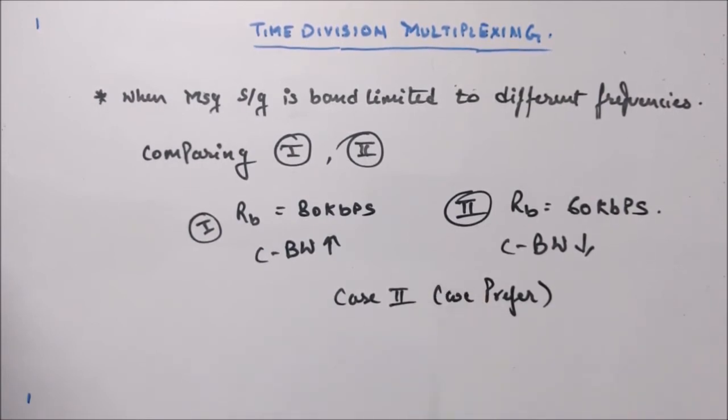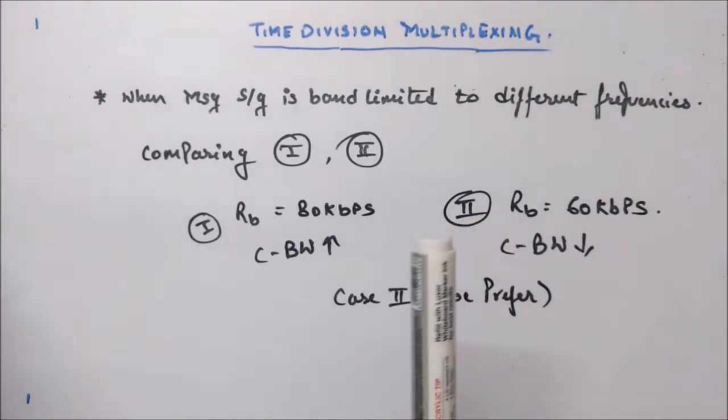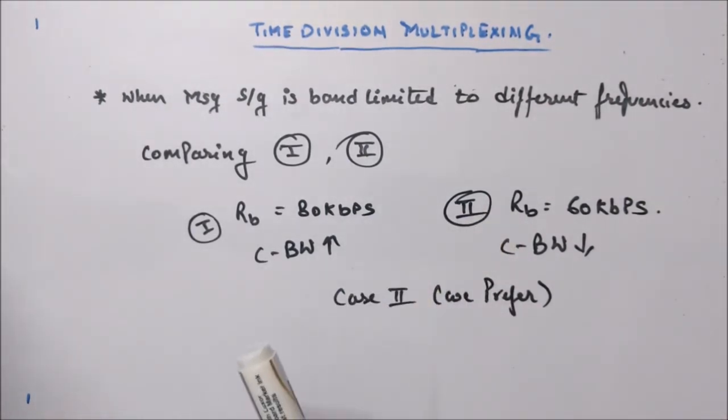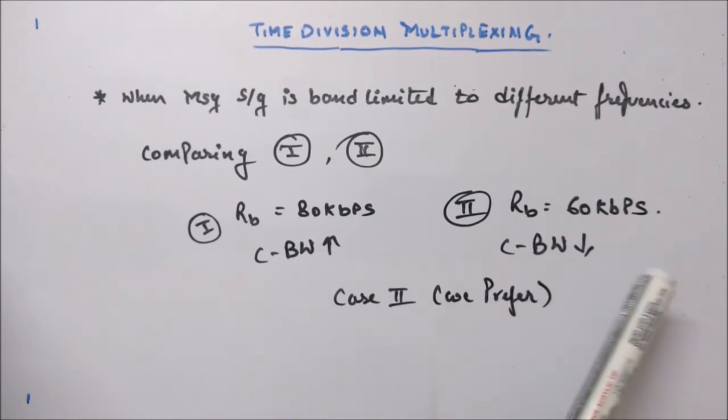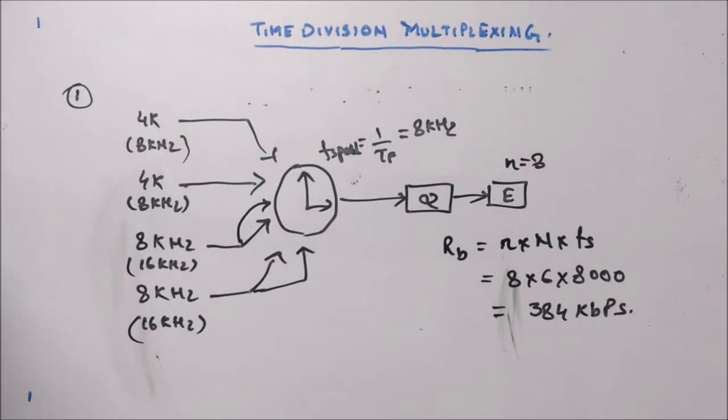To summarize, whenever you have message signals band limited to different frequencies, you set the speed of the commutator to the Nyquist rate of the lowest frequency. Okay, and that's when you will get minimum channel bandwidth. Okay, let's see an example.